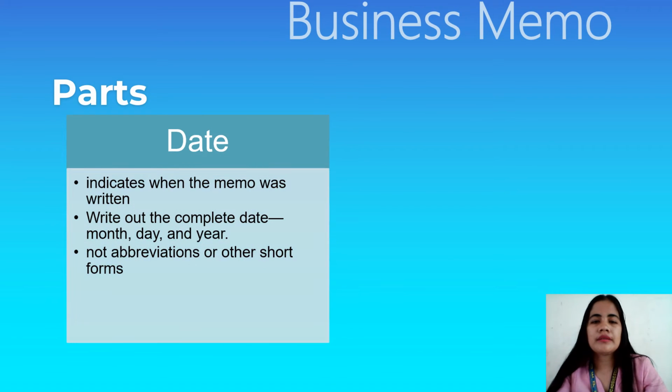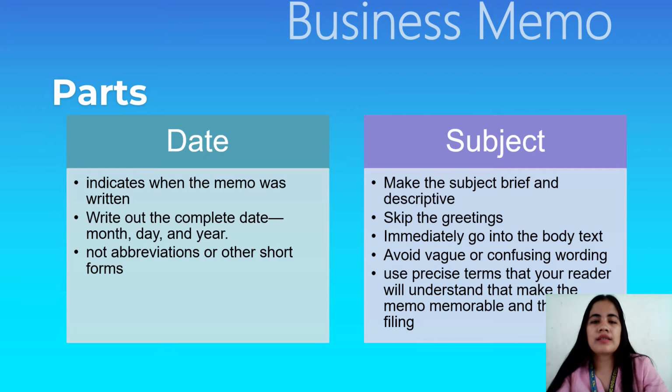Next part is date. Indicate when the memo was written. Write out the complete date, month, day, and year, not abbreviation or short form. Subject: make the subject brief and descriptive. Skip the greetings. Immediately go into the body text. Avoid vague or confusing wording. Use precise terms your reader will understand, to make the memo memorable and easy to file. So that is the date and the subject.